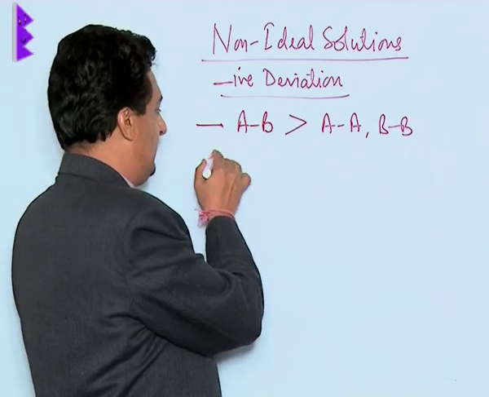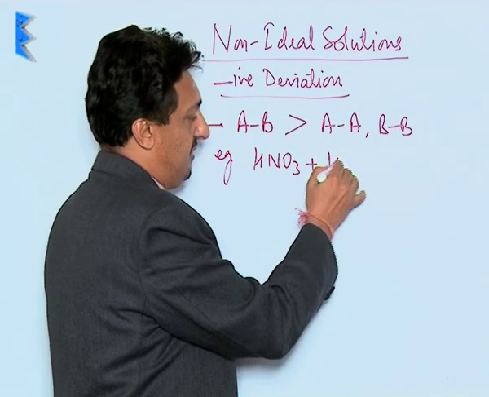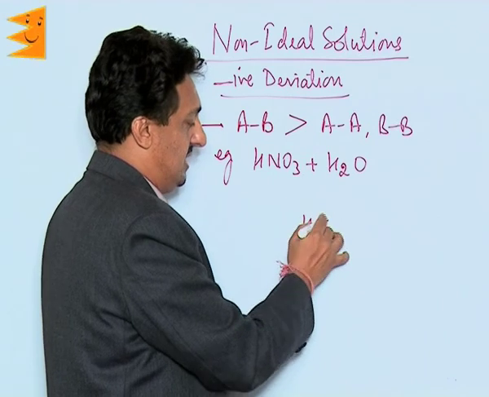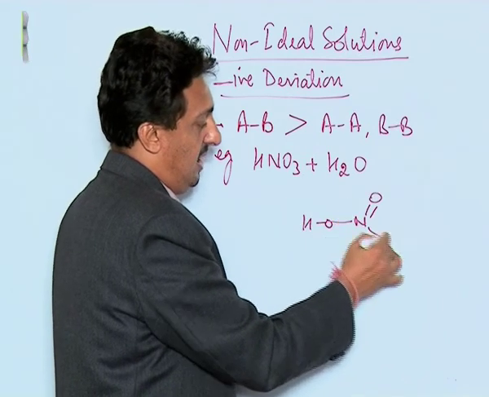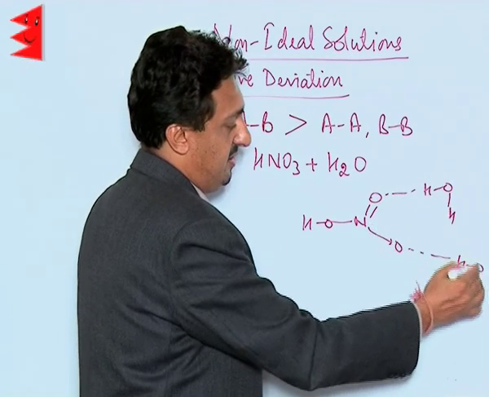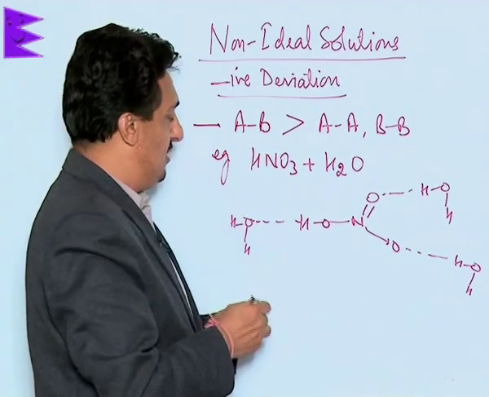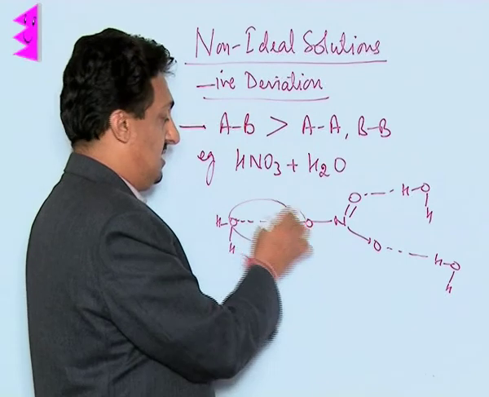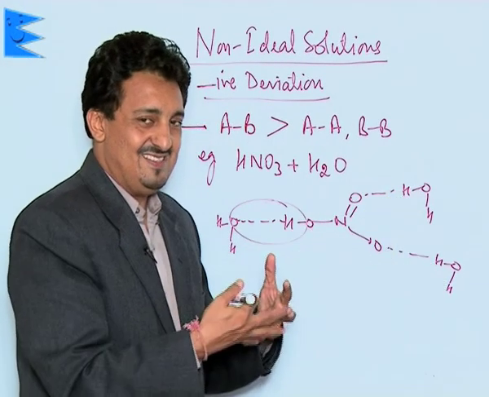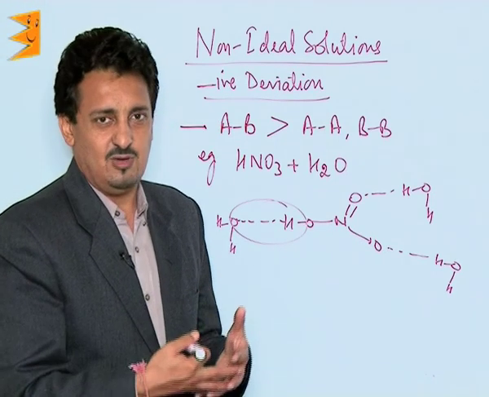Like, we can take the example of the mixing up of nitric acid with water. What we find is this nitric acid is able to form hydrogen bonding with water molecules from these different sides, like this. So it is able to form hydrogen bonding from this hydrogen, from this oxygen as well as from this oxygen. So more extensive hydrogen bonding is formed between nitric acid and water molecules.